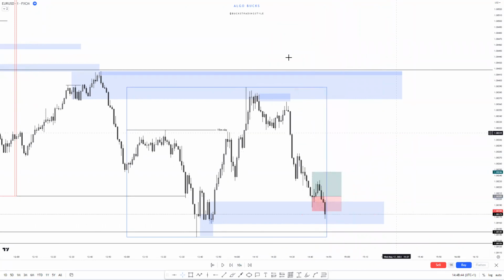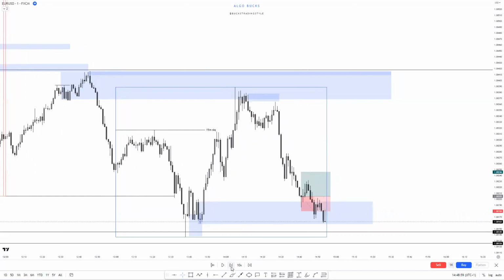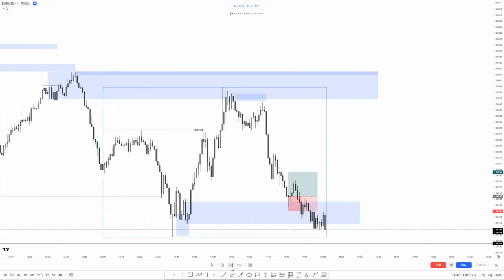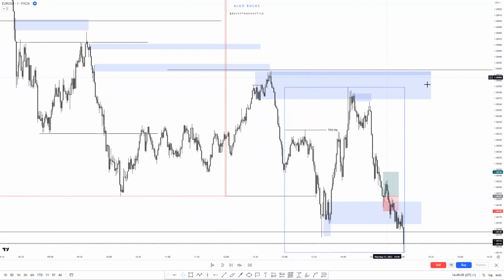Now, taking that, I think we missed this EPA right here for the continuation. Sorry, this one was the EPA for the continuation. So let's see what price is going to do now. And the price gets to target. Yep, so this was a POI price reacted from.